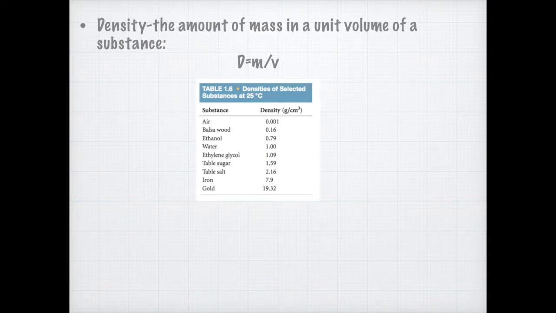So for example, if I have balsa wood, which has a density of 0.16 grams per centimeter cubed, and I put it in water, that balsa wood is going to float because balsa wood is less dense than water. However, if you take table salt and just put it in water without stirring it, it will sink to the bottom because it is more dense than water.